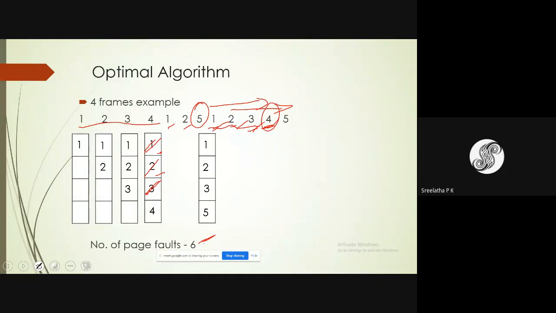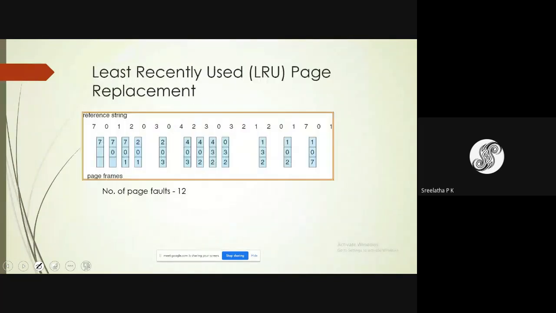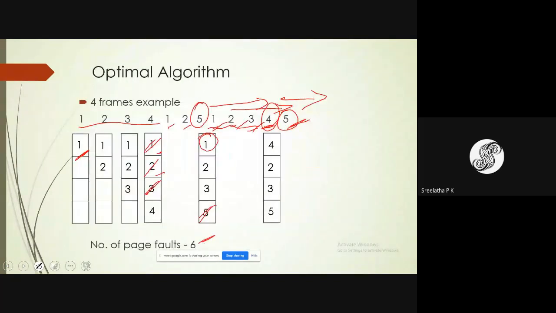See the future strings. Page 5 is required, so retain page 5. Next, which has come first? Page 1 has come first. You can observe it has come here itself. So replace page 1 with page 4. Page 5 is required, and that is there. Fine, this is the optimal page replacement algorithm.